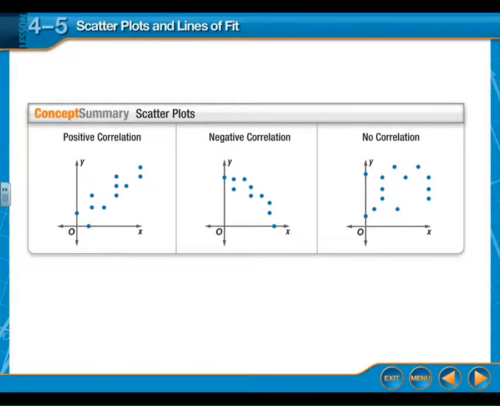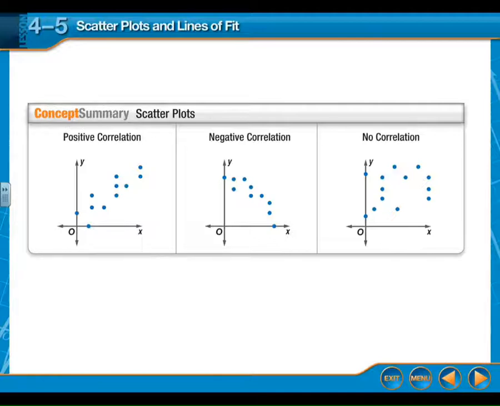Alright, so here's a concept summary of scatter plots, and this is really the basis of what I want you to get out of this lesson. I want you to be able to look at a scatter plot and simply say if it has a positive correlation. In other words, does one thing cause another? As x increases, y increases. As your independent variable increases, does your dependent variable increase? And in the first scatter plot, we see that that happens with a positive correlation.